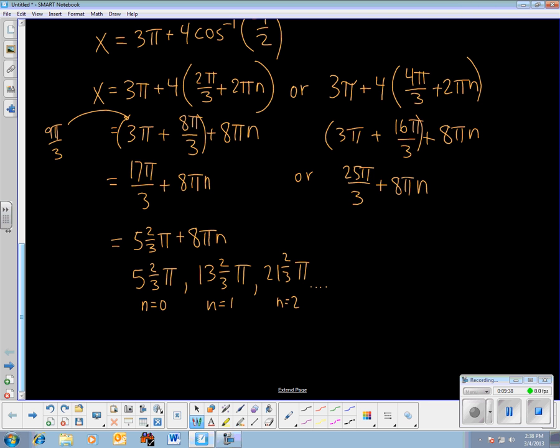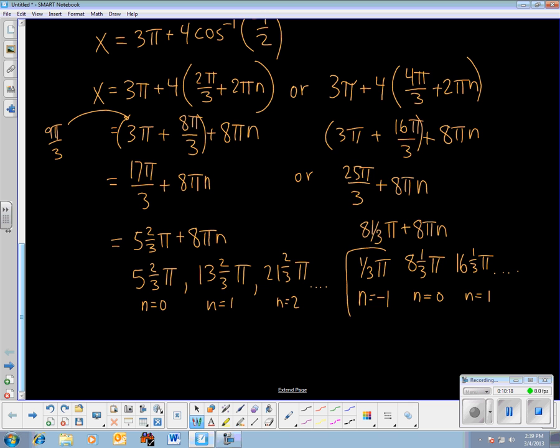25 pi over 3, that's actually 8 1/3. 24/3 is 8. So that's 8 1/3 pi plus 8 pi n. So here I could actually let n be -1. If n is -1, then I get 8 1/3 minus 8, which is 1/3 pi. And then I add 8 onto that. When n is 0, I get 8 1/3 pi. When n is 1, I get 16 1/3 pi. And that goes on. And I just need the 3 smallest ones.